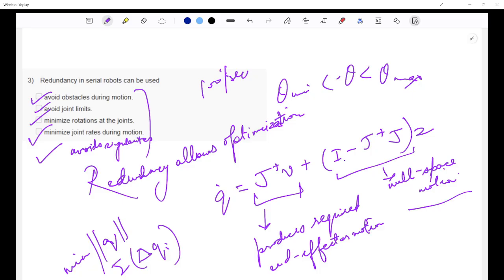Okay, so whatever we have seen so far, it appears that redundancy gives us so many advantages. Why don't all robots have very large degrees of freedom? Why do you think so? If redundancy has so much advantage, then all the robots should have very large degrees of freedom. Why don't we go with it?